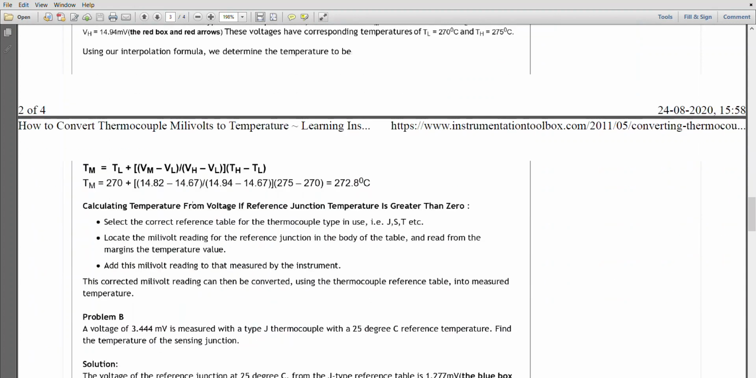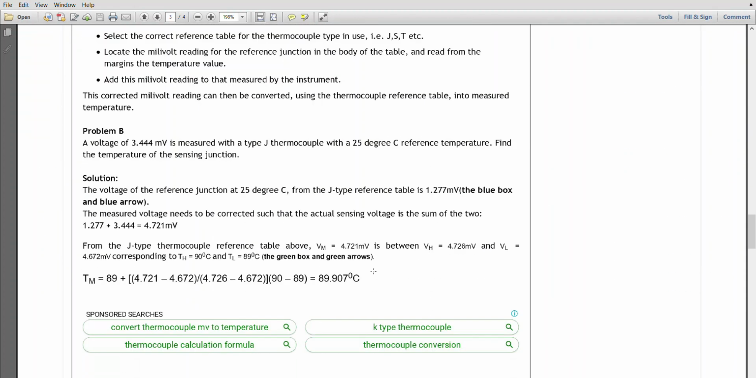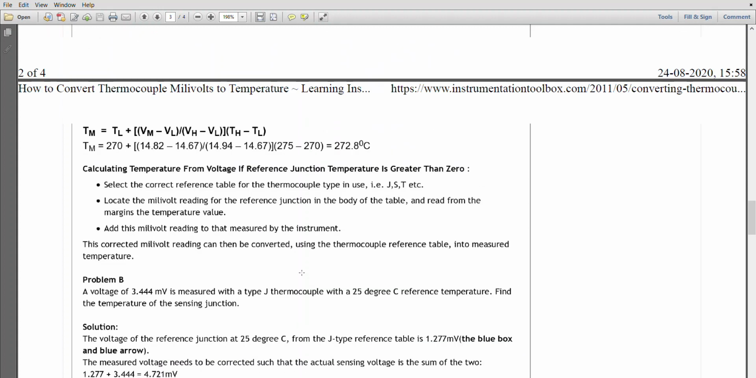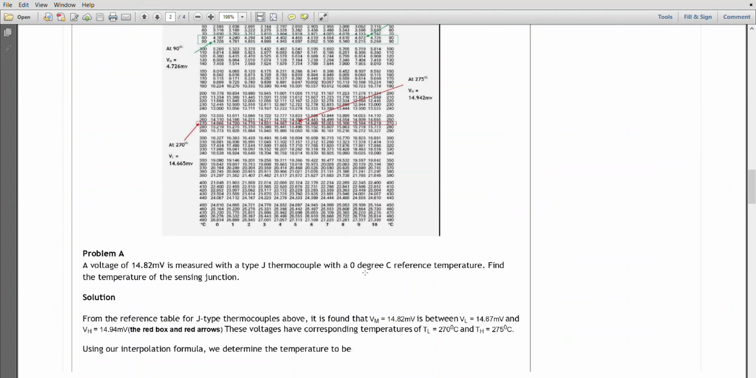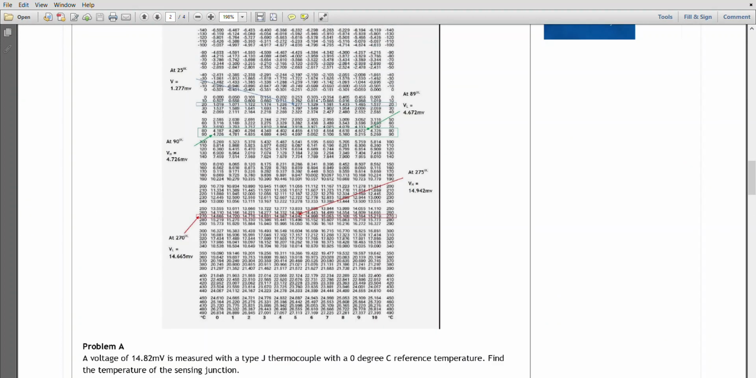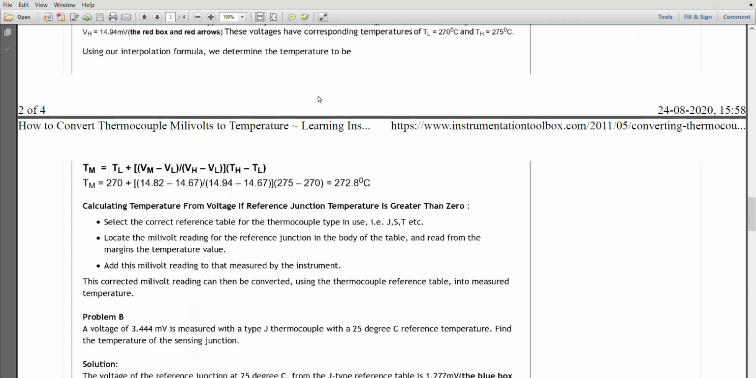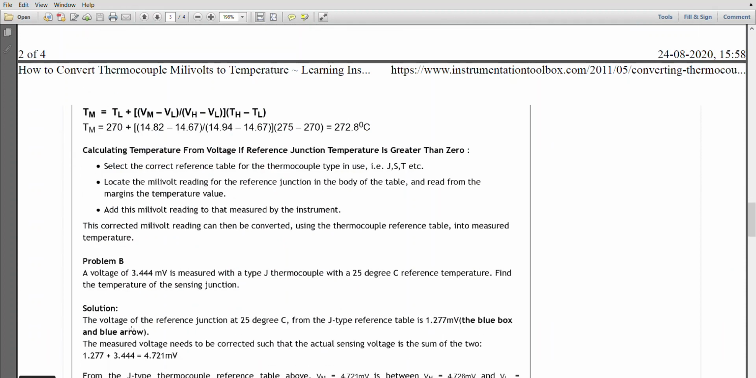What is the value with the formula? You will get 89.907. When you use the formula, you get it precise to that point, but in industry they don't use this formula. What they do is something very similar to what I told. Find the reference temperature. What is the reference temperature? It's not 0 degree temperature, it's 25-degree temperature. Go to the table, find the millivolt, and add that millivolt to the voltage that your thermocouple is giving.